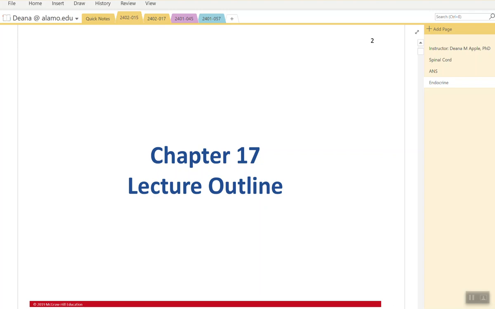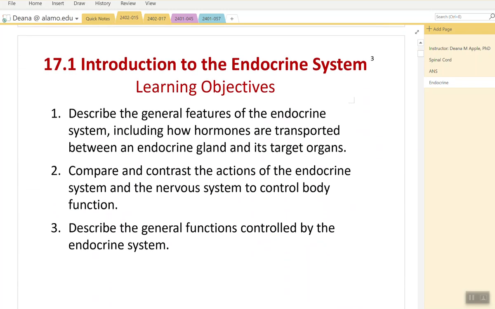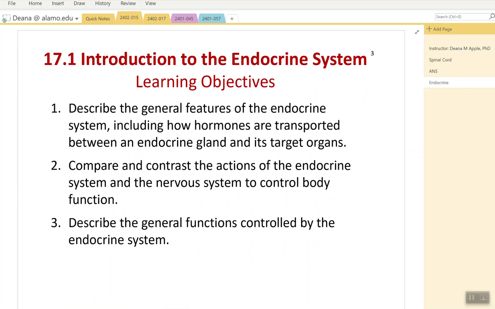Okay, so we're going to move into endocrine. This is chapter 17. Again, all these questions in the PowerPoints, you should be reviewing as you're studying outside of class after this lecture, so that you can answer all those questions satisfactorily before the exam, since the questions on the exam will be pulled from these review questions.